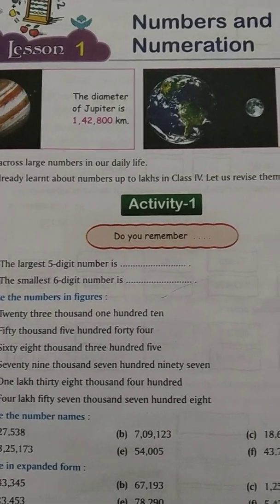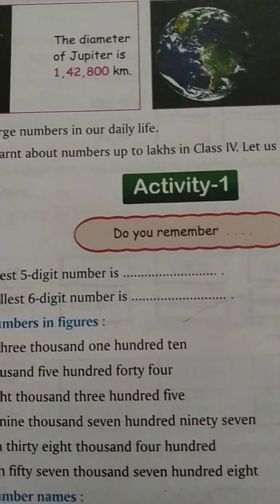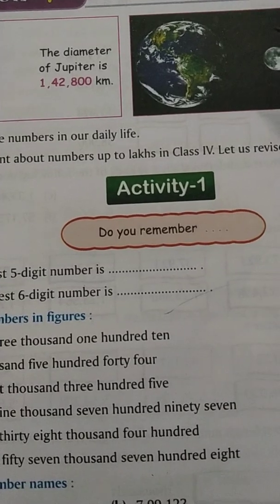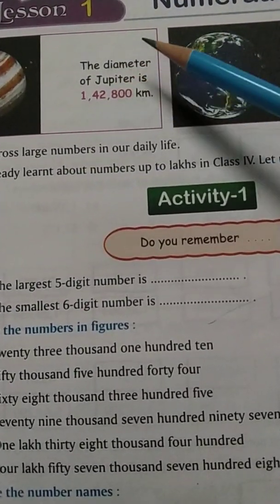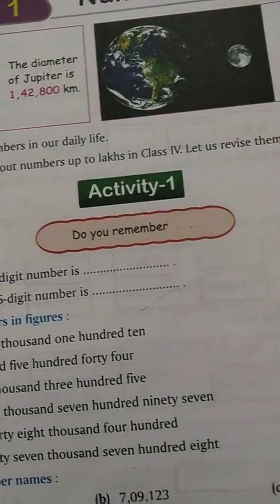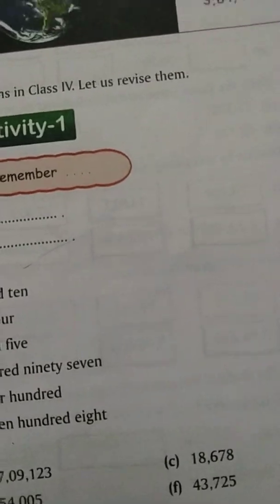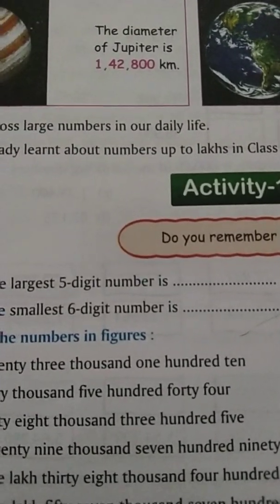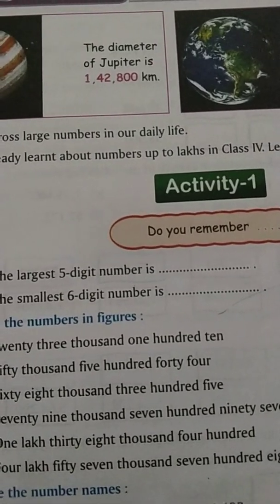Lesson number 1, Numbers and Numeration. Kids, there are many large numbers that we come across in our daily life. It could be, for example, the diameter of Jupiter or any other planet, the distance between the moon and the earth, or between two countries, and many more examples like money in large numbers. So we relate with large numbers on a daily basis.